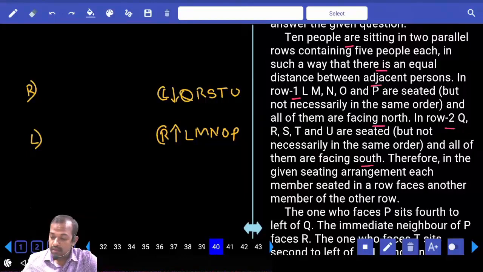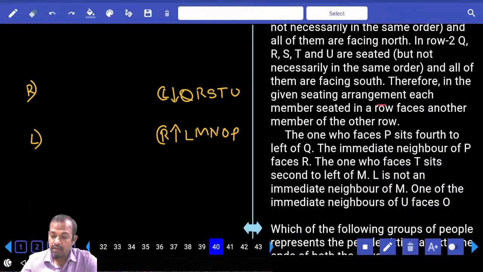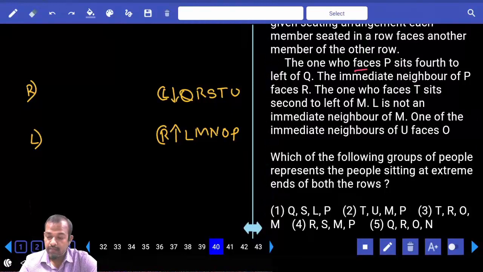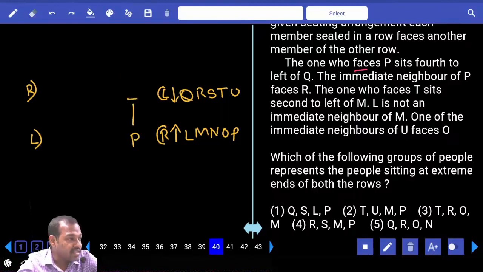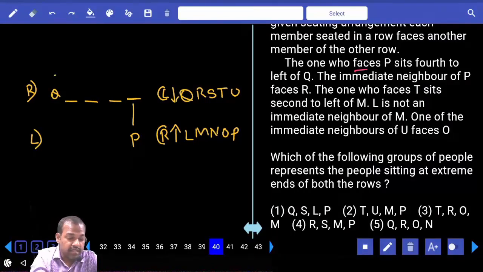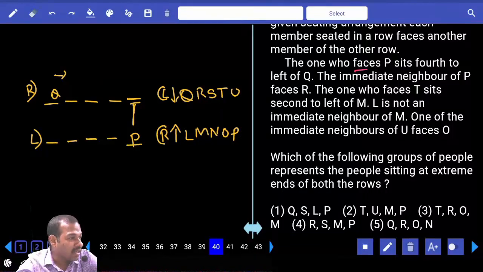Okay. Next one. Therefore, in the given seating arrangement, each member sitting in a row faces another member of the other row. First point: the one who faces P sits fourth to the left of Q. So, fourth to the left of Q, if you take Q here, 1, 2, 3, 4, satisfying or not? And for this Q, this side is the left side or not? The one who is facing P is the person fourth to the left of Q. Now tell me, here we got the five persons or not? And opposite also, how many persons will be there? Five persons will be there or not? Yes or no? Right.